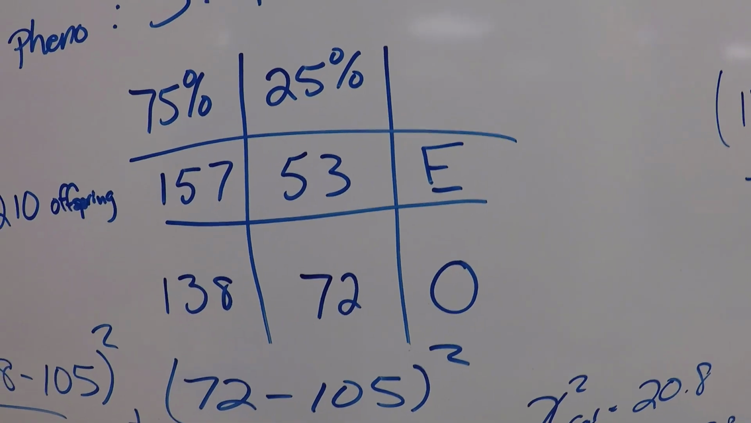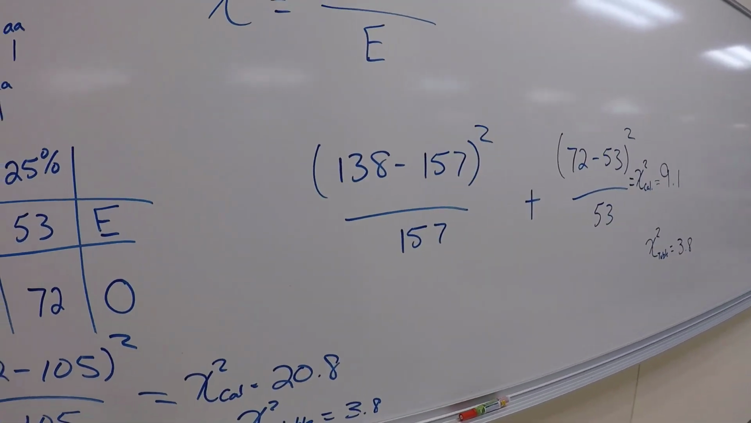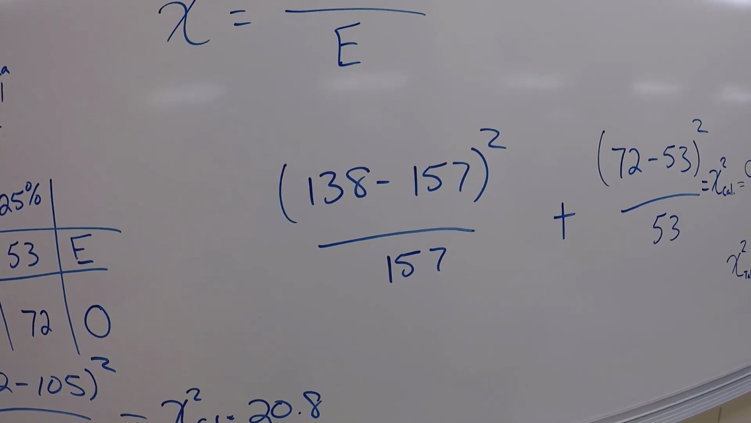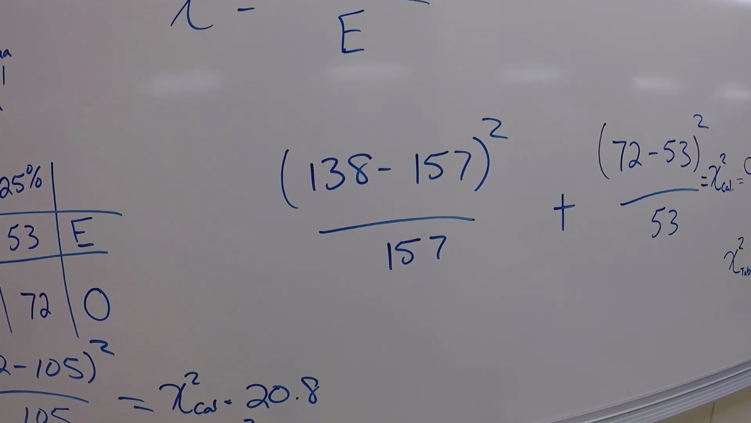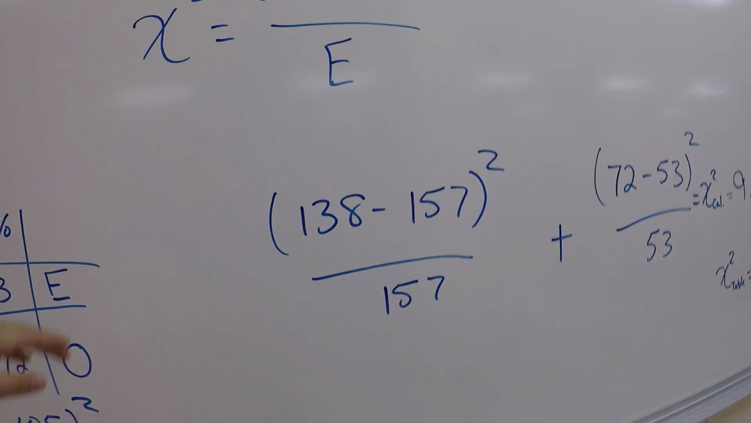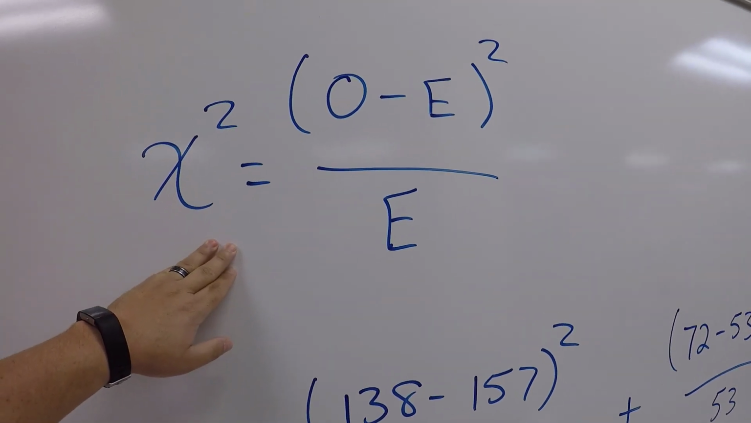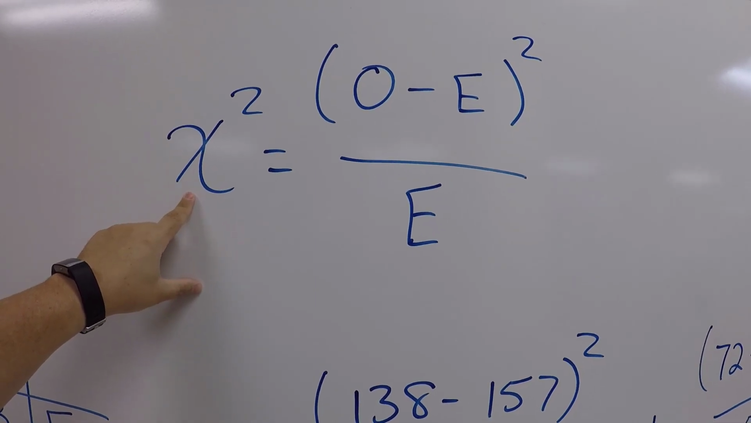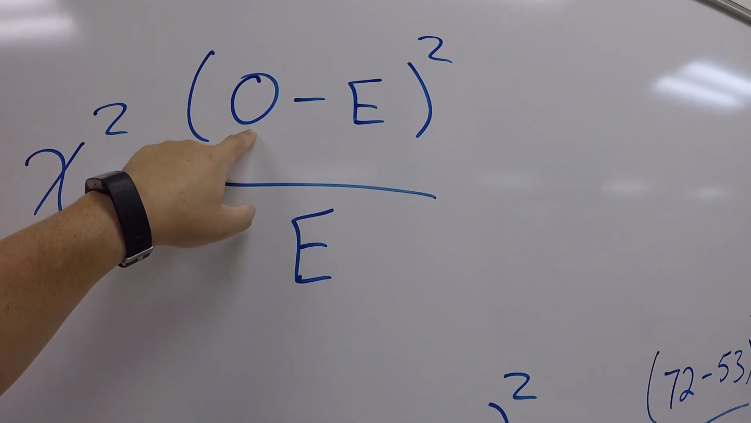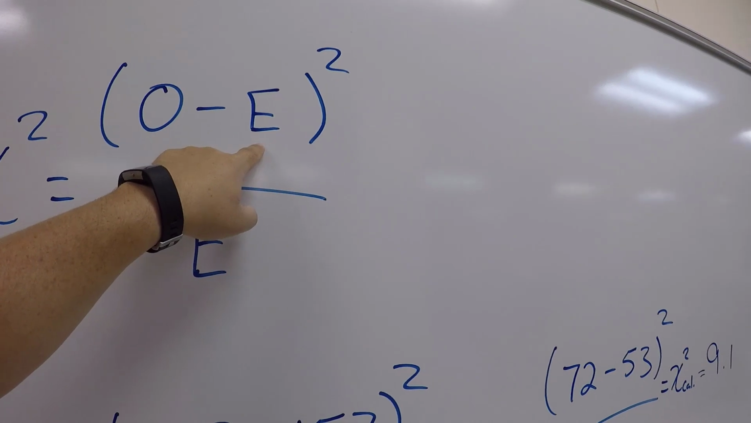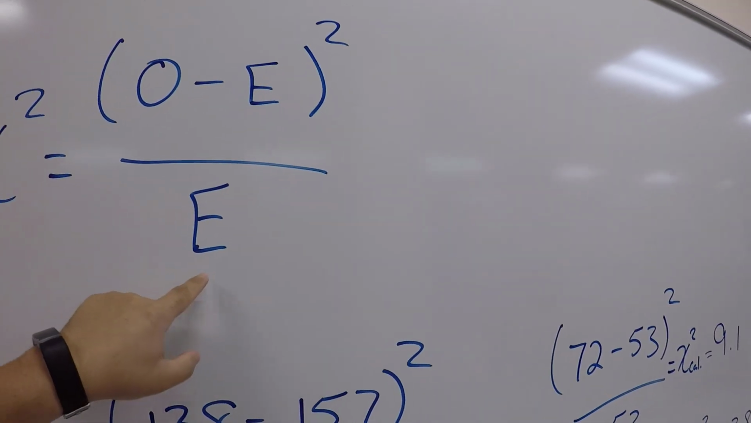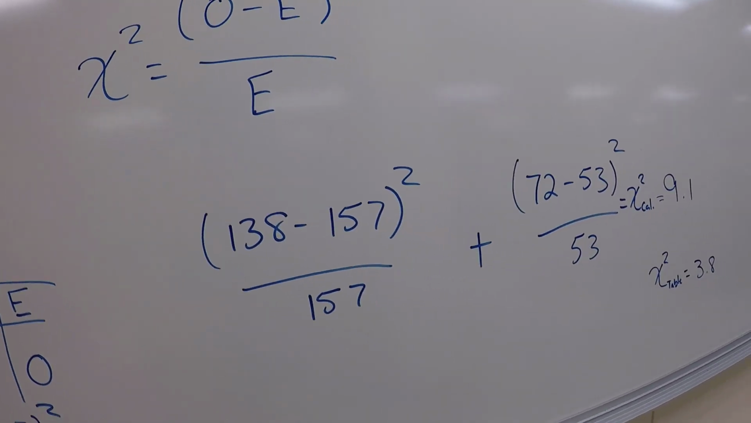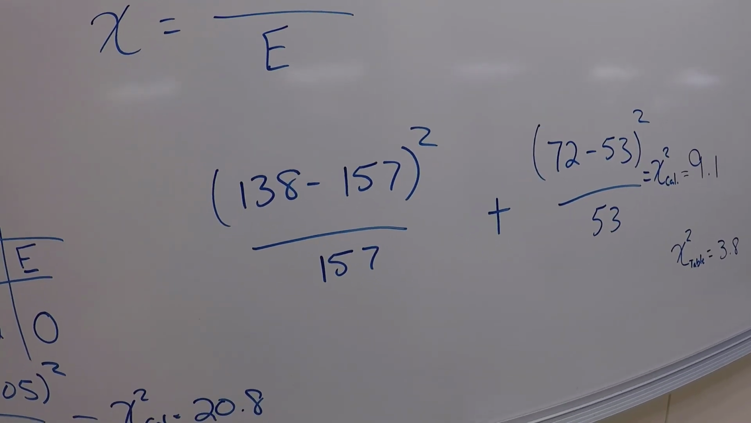So we can do a quick chi-square analysis to see, is our prediction that the parents are both heterozygotes correct? And we do that by using this equation. This is not x squared, this is chi squared, which is equal to the observed minus the expected, squared, divided by the expected. Very simple equation, very simple statistical analysis.